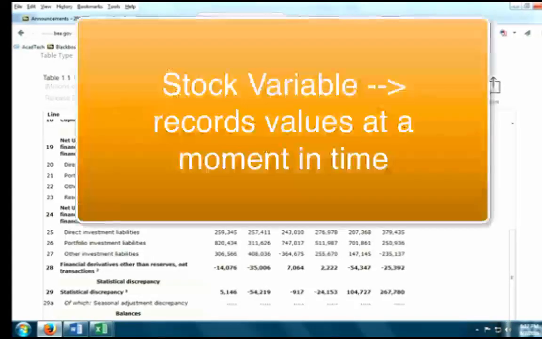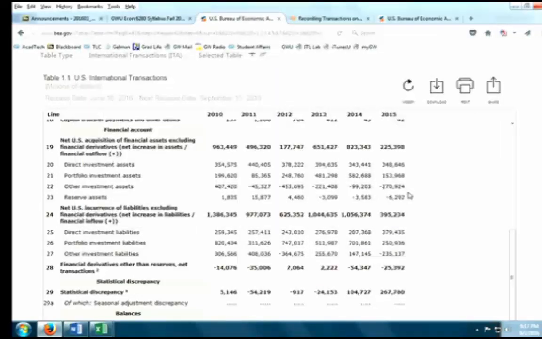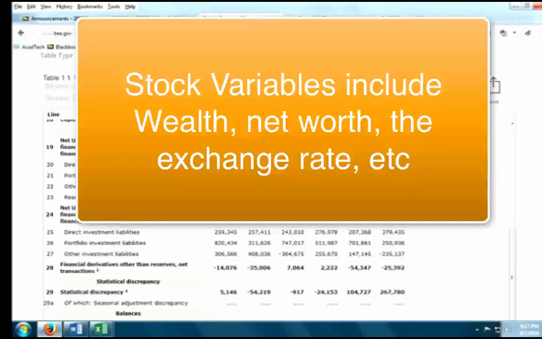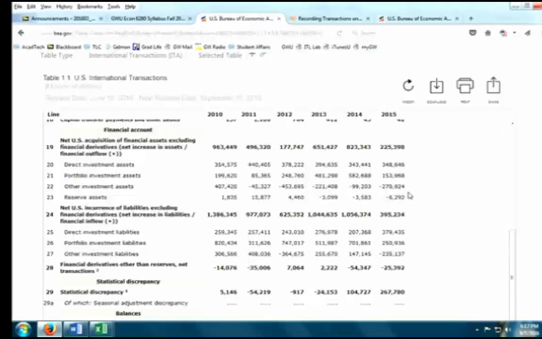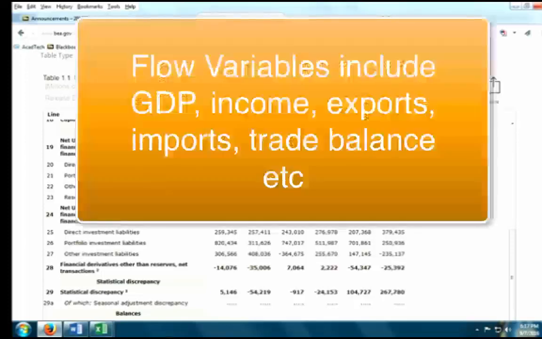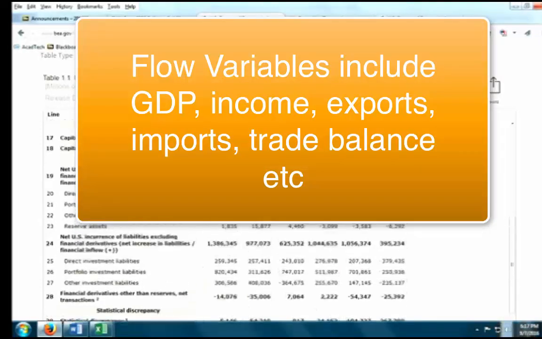A stock variable is something that exists at a point in time. So a stock variable with respect to a household, for example, might be the household's net worth. What is the sum of all of their assets, the sum of all their liabilities, the difference between the two is the net worth, and you can calculate a person's net worth at an instant in time. This is what your net worth is right now, not over a period of time. So that's a stock variable. Something that's measured over a period of time is a flow variable. The balance of payments, exports, imports, what's appearing on the financial account are all measured per year. So we're looking at the flow of these items over the course of a year.